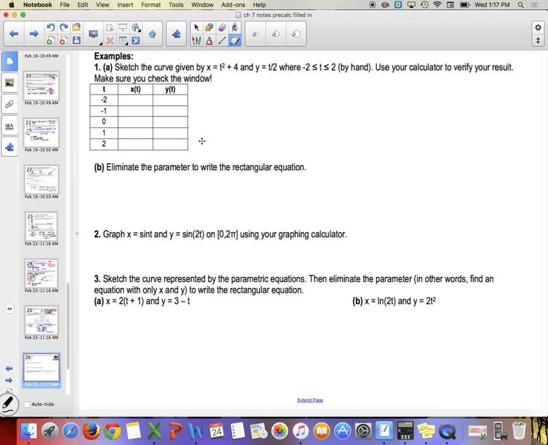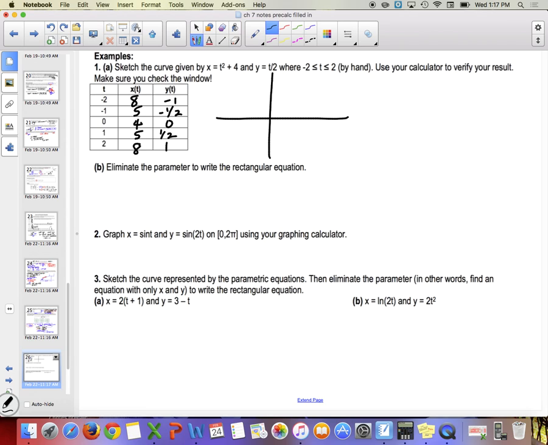All right, so let's try some of these. So number 1a. It says sketch the curve given by x is equal to t squared plus 4 and y equals t over 2, where t is between -2 and 2. So I already gave you this little table. Okay, so we're just going to plug in these numbers. So if I plug in -2 into the x equation, do you guys see how we get 8? Then we have 5, and we have 4, we have 5, and we have 8. Do you guys get those? All right, if I plug in -2 into the y equation, I get -1, -1/2, 0, 1/2, and 1.